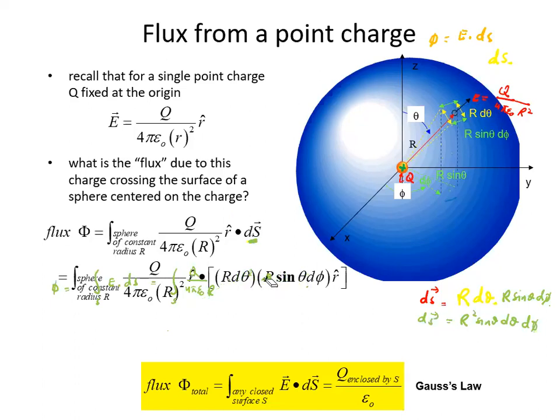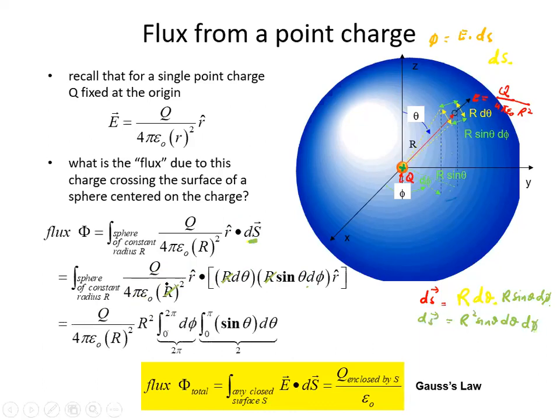Let me remove my writing so you can see the equations more clearly. So we have Q over 4 pi epsilon naught r square. This r square and this r square go away. Charge is constant, 4 pi epsilon naught is constant, so you knock the constants out of the equation. Q over 4 pi epsilon naught are constants. d theta and d phi are the variables.